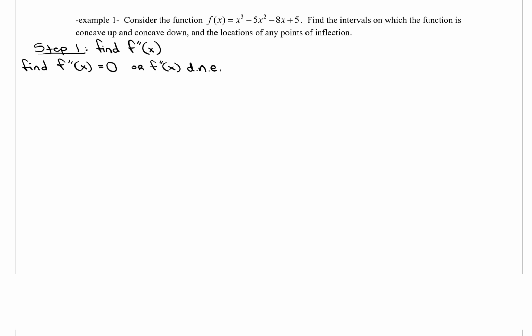So that means it's going to be continuous everywhere. So we really don't have to worry about finding anywhere where this function or where the second derivative does not exist. But that is always a possibility, and I want to just write it down to remind you that you need to look for these two situations.